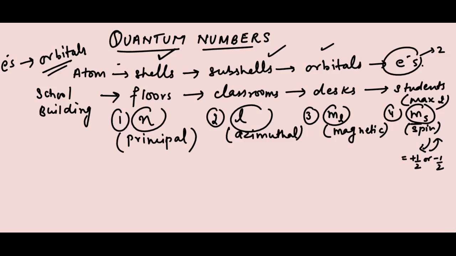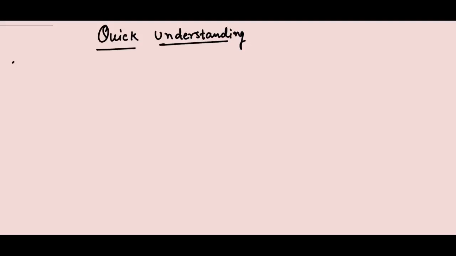Azimuthal quantum number tells you about the subshells. Magnetic quantum number tells you about the orbital of the electron, and the spin quantum number tells you about the direction of spinning of electron. Now, for a better understanding of this topic, you need to remember these points.